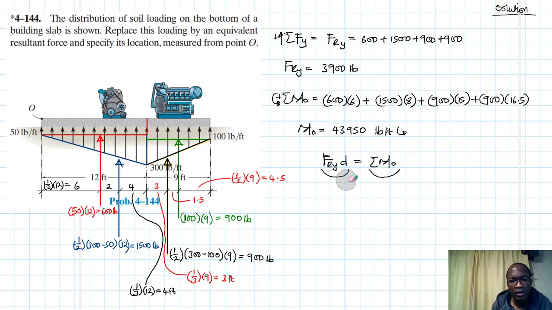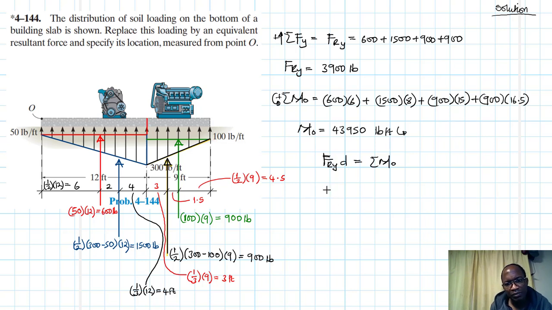Okay. So the one that is giving us the direction is this result we found for the summation of moments about point O. We found that the summation of moments about point O is a positive moment, and by positive we mean our convention we chose is a moment that is in the anti-clockwise direction. Counterclockwise direction is considered positive, and we found a positive value of 43,950 pounds feet. So we expect the moment on the left hand side due to Fry times D to also be positive.